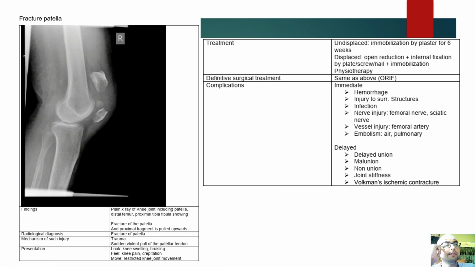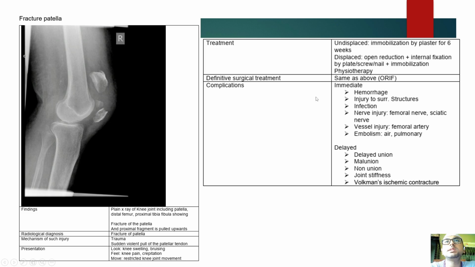Here you can see the patellar fracture, another important thing in orthopedic X-rays. Here the patella is fractured into two segments. X-ray of the knee joint including patella, distal femur, proximal tibia and fibula showing fracture of the patella, and the proximal fragment is pulled upward because the proximal fragment is attached to the quadriceps femoris muscle. That's why it is pulling upwards. Diagnosis: fracture of the patella, from trauma or sudden violent pull of the patellar tendon. Look: knee swelling, bruising, knee pain, crepitation, restricted knee joint movement.